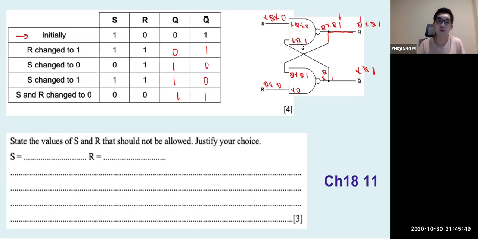And this kind of answers the next question as well. We can't have S and R equal to 0 because we know that Q and Q prime must be opposites of each other. And in this case, we clearly see that they're not opposites of each other. And that would be the explanation you give.